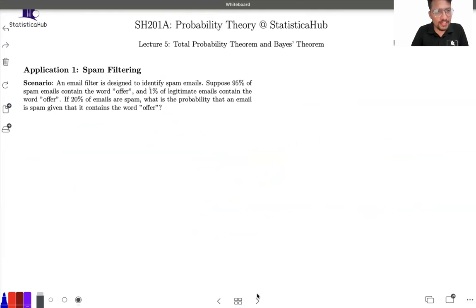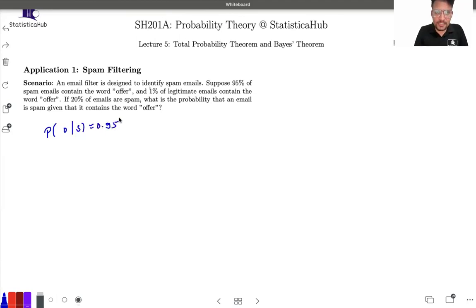Okay, this is some sort of spam filtration. An email filter is designed to identify spam. Many times you get emails and they end up in the spam folder. Suppose that 95% of the spam emails contain the word offer. So the probability that you have the word offer, given that we have spam, is 0.95.